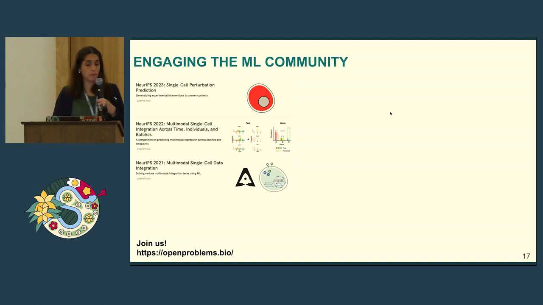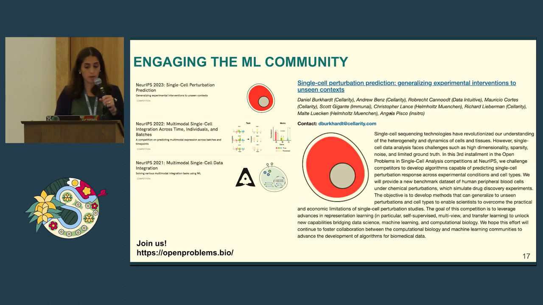And hopefully I've been able to convey the message that engaging the community, the machine learning community, but in general the software engineering community, is central for Open Problems. And as part of that effort, we've been running annual competitions for different tasks, from multimodal data integration to multimodal data integration across time. And this year, we have one more competition coming later in the year, where the goal is to predict unseen perturbations in cell types. So if this is of interest to you, please think about applying.